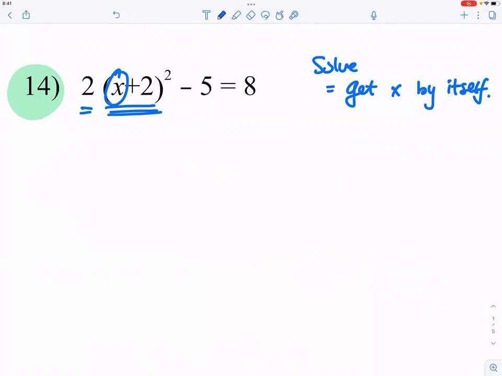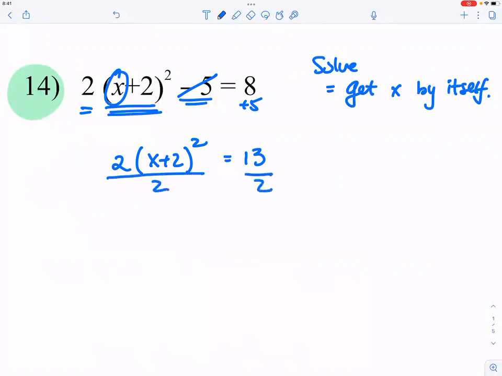The first thing that we will get rid of is the -5. How do we get rid of -5? Add 5, right? So 8 plus 5 is 13, and that -5 is gone. So we have 2 times (x plus 2) squared. The next thing we will get rid of is the 2 right here, so we divide by 2, and the 2 is canceled out. So (x plus 2) squared is 13/2.